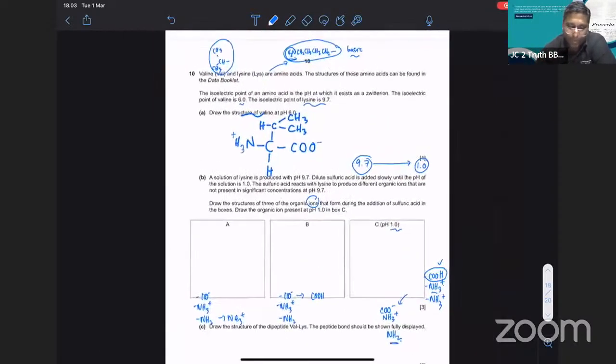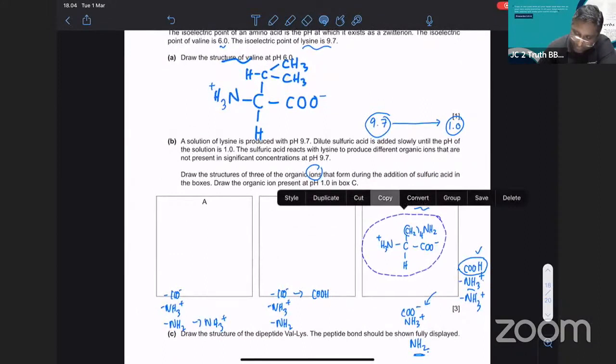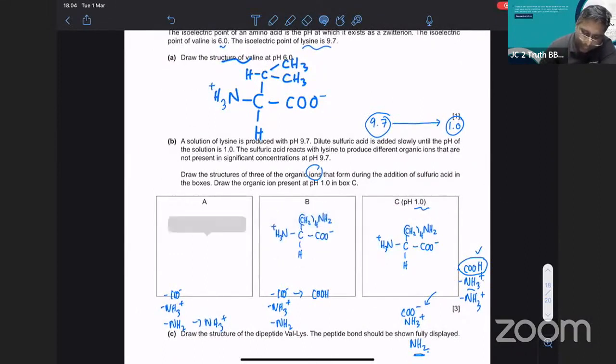So if I draw like this, C, you have H, and then the R group is going to be CH2. Maybe I'll just put CH2, how many? 1, 2, 3, 4, and then NH2. So you have COO minus, and then you have NH3 plus. This is exactly as a zwitterion. I'll just put it here, exactly zwitterion, and I can copy this to all first.